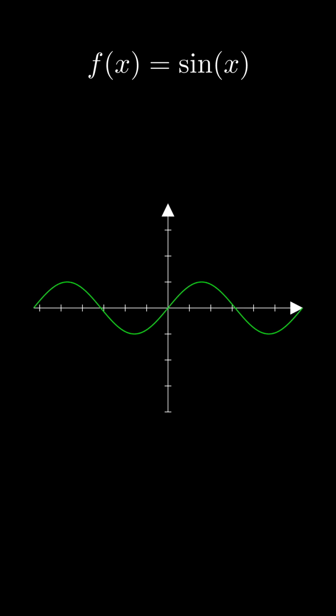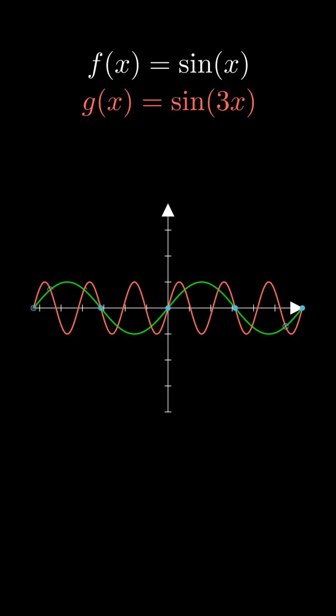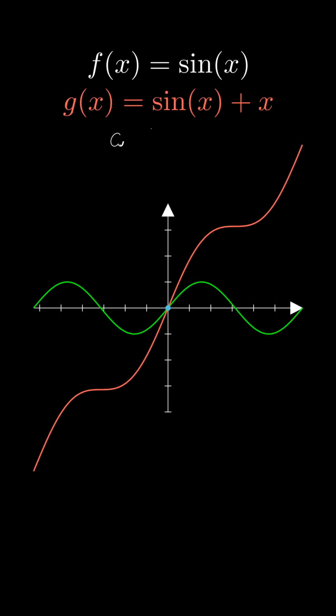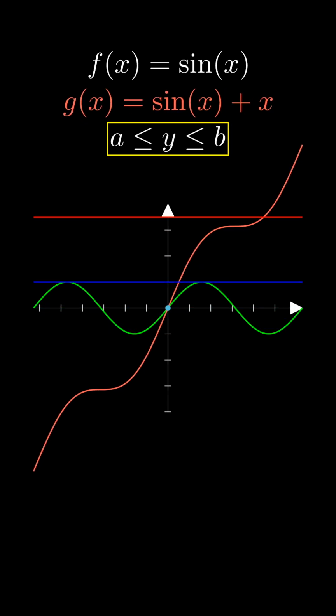Let's take the function sine of x. Now, can you transform sine of x so that our new function only intersects sine of x once, while still being bounded from both above and below? Well, at first it may seem impossible.